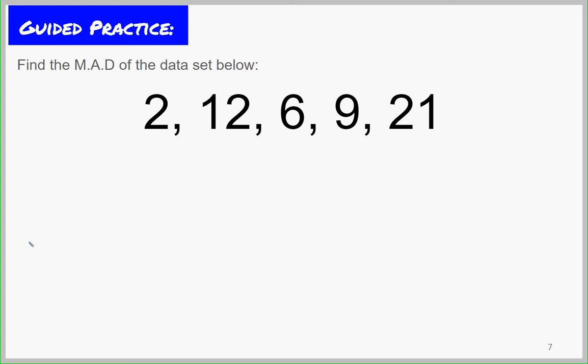Okay, when you add them all up, that totals to be 50 divided by how many numbers? 5. 50 divided by 5 is 10. So 10 equals our mean. Okay, so step 1. Step 1's the easy step. Mostly everybody gets step 1.